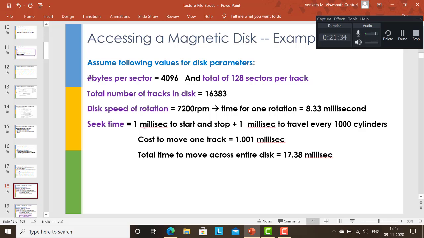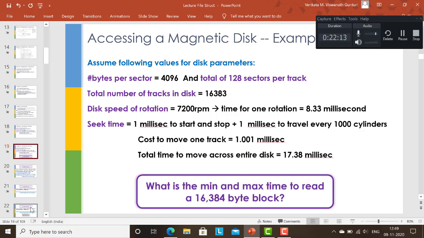And the seek time is defined as follows. We'll assume that it takes 1 millisecond to start and stop, because there is a bit of inertia involved: to start a stationary read write head, and to stop a moving read write head, you have inertia, right? This is basically physics 101. So that is 1 millisecond to start and stop, and then you have 1 millisecond to travel every 1,000 cylinders, let's say. So using that, let's try to calculate some numbers for disk access time.